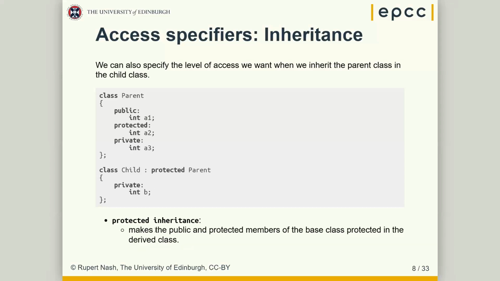Protected inheritance makes the public and protected members of the base class protected in the derived class. So by adding protected here, this means that int A1 is actually now protected within child, and int A2 is still protected within child as well. So by adding private here, it makes the public and protected members of the base class private in the derived class. So now A1 and A2 are private within child.